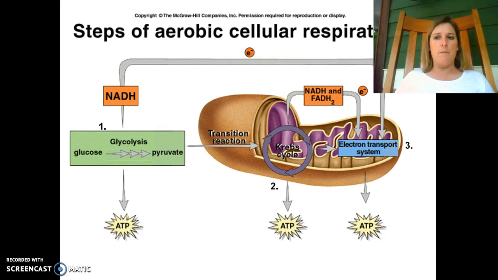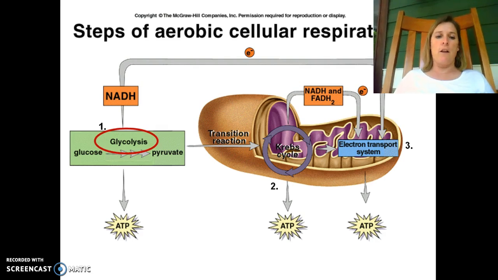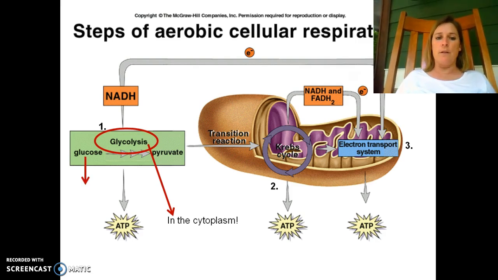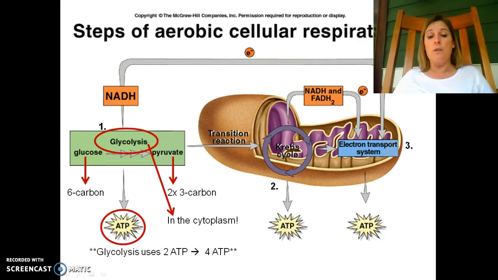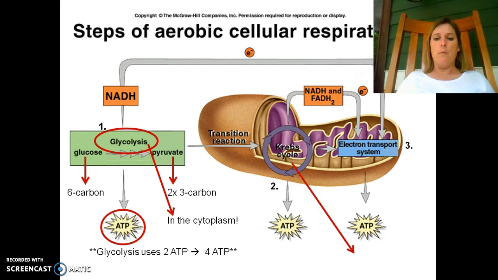There are three steps to the process of aerobic cellular respiration. First is glycolysis. Glycolysis takes place in the cytoplasm of the cells. In that process, glucose, a 6-carbon sugar, is broken down to two 3-carbon pyruvate sugars, and it creates some ATP. In fact, it uses 2 ATP and creates 4 ATP, basically a net result of 2 ATP. The pyruvate will then enter into the Krebs cycle.